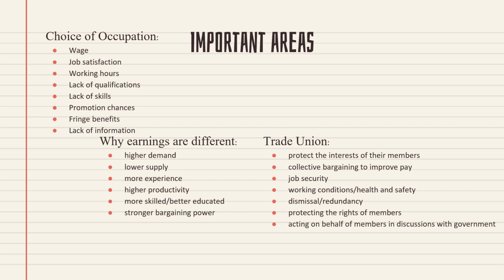Another topic is trade union. For trade union they also ask what are the advantages and disadvantages of trade union, and what are the functions of trade union. Trade unions protect the interests of their members through collective bargaining to improve pay, job security, working conditions, health and safety needs, dismissal and redundancy, protecting the rights of members, and acting on behalf of the members in discussions with the government. These are the important areas we are going to cover in this video. So now we are going to look at the predicted questions for this topic.